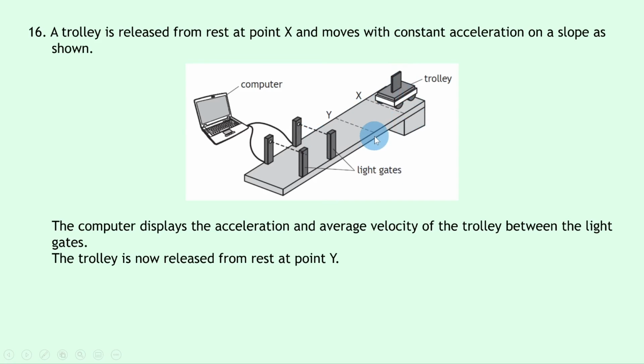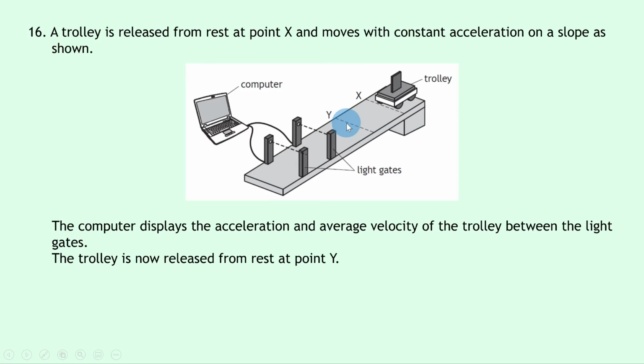So if we look back at the picture, when the trolley is released from point X, it's obviously starting at a higher point than point Y. So we could say that when the trolley is released from point Y, it's going to have travelled a smaller distance or a smaller displacement than the trolley when it's released at X, and it's going to take a smaller time to travel through the light gates.